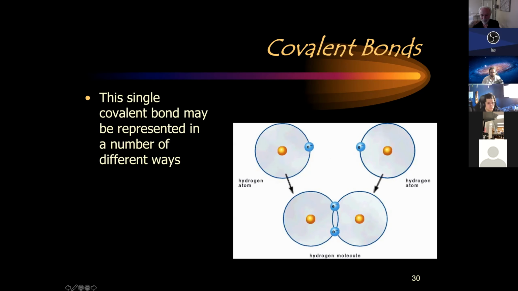So you can represent a covalent bond in a number of different ways. In the case of hydrogen, it can be H2, or it can be H bar H. And that bar represents a single covalent bond.